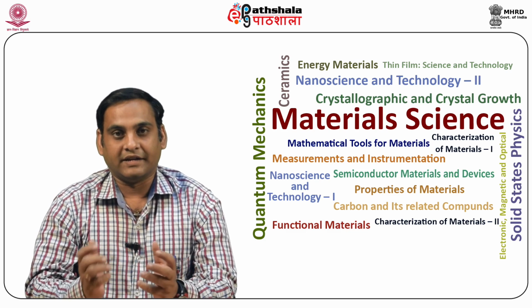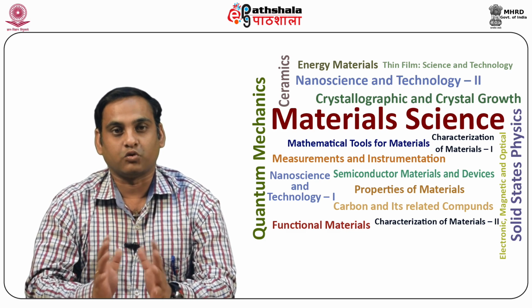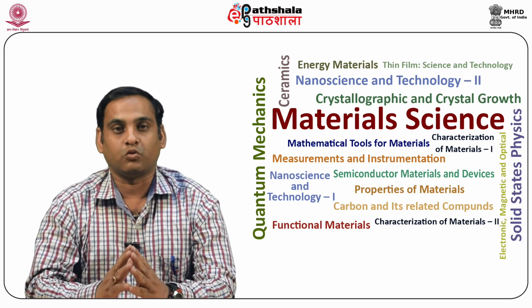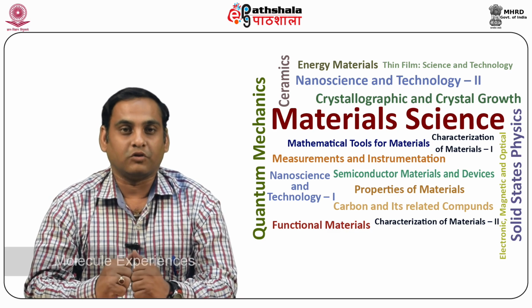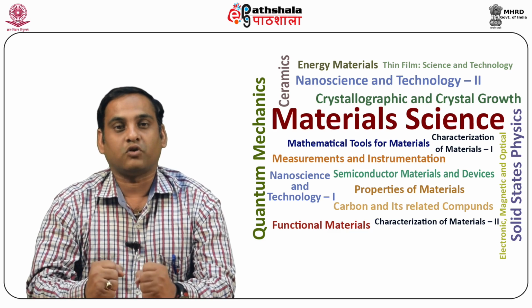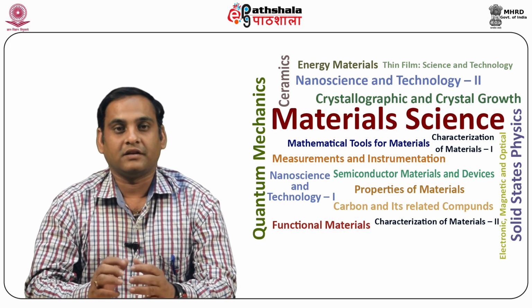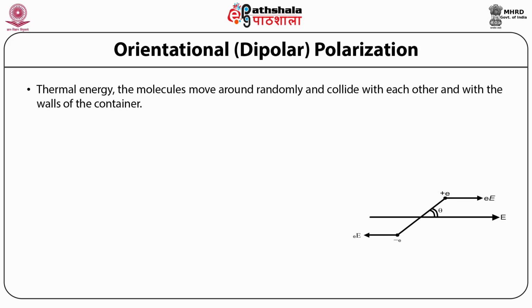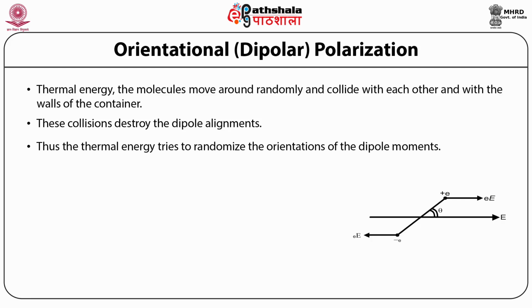The Cl minus and H plus charges experience forces in opposite directions, but the nearly rigid bond between Cl minus and H plus holds them together, which means that the molecule experiences a torque tau about its center of mass. This torque acts to rotate the molecule to align mu0 with E. However, due to their thermal energy, the molecules move around randomly and collide with each other and with the walls of the container. These collisions destroy the dipole alignments. Thus, the thermal energy tries to randomize the orientation of the dipole moments.